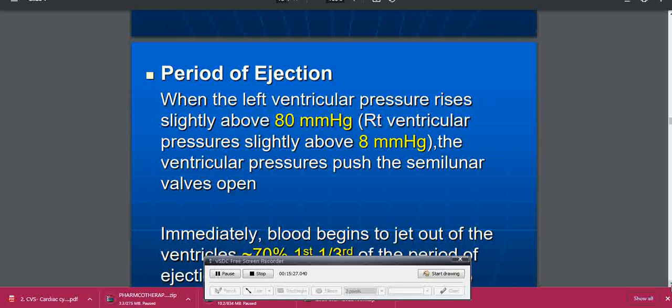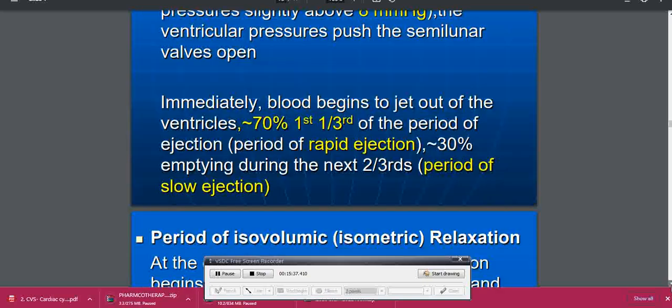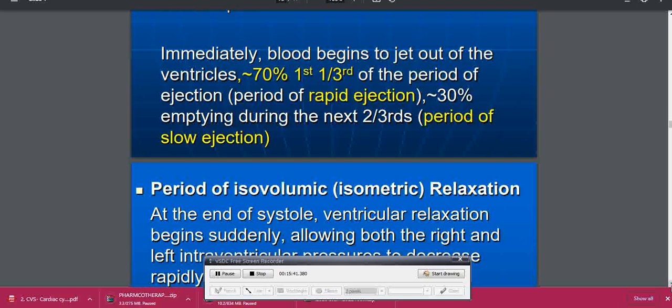millimeters of mercury, and the right ventricular pressure slightly above 8 millimeters of mercury, the ventricular pressure pushes the semilunar valves open, and immediately blood begins to jet out of the ventricle. About 70% of the emptying occurs during the first third of the period of ejection, the period of rapid ejection, and the remaining 30% during the next two thirds. That is the period of slow ejection.